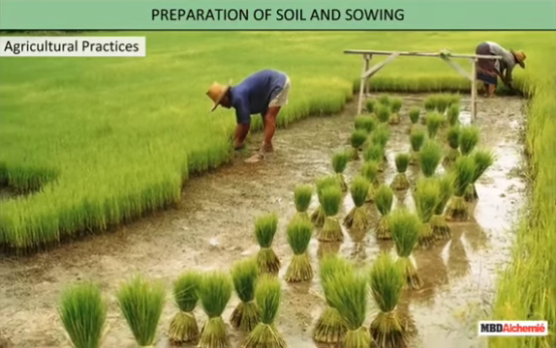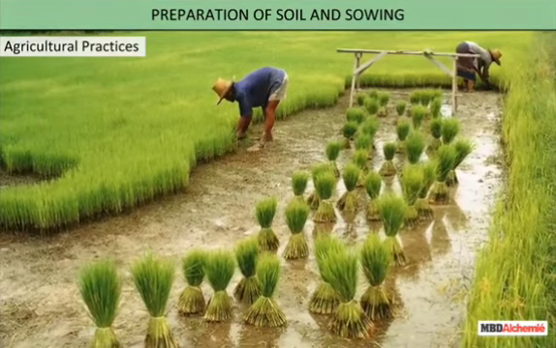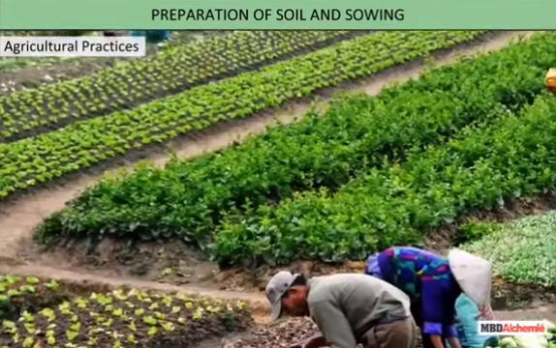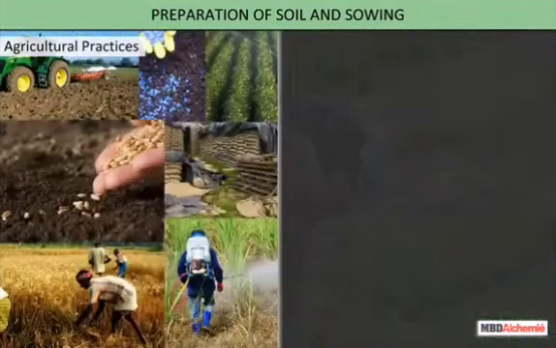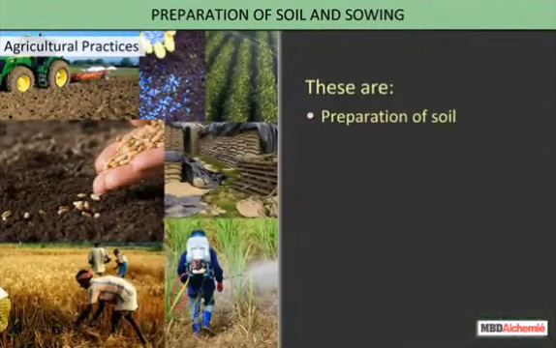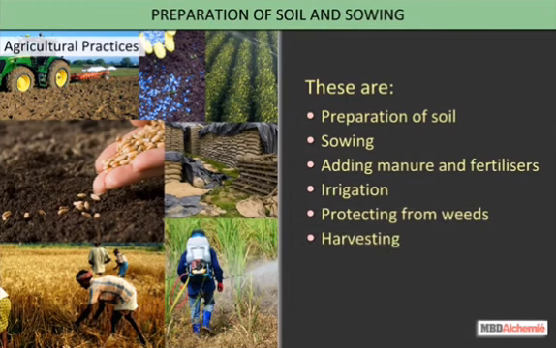Agricultural practices. Cultivation of crops involves many activities undertaken by farmers over a period of time. These activities are called agricultural practices. These are preparation of soil, sowing, adding manure and fertilizers, irrigation, protecting from weeds, harvesting, and storage.